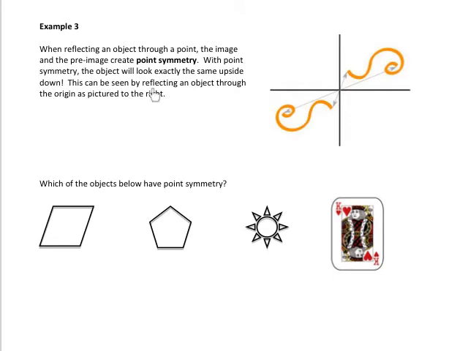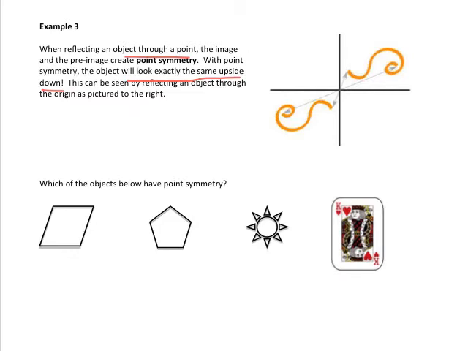Point symmetry is a subset of rotational symmetry. Point symmetry is defined as when you reflect an object through a point, the image creates point symmetry, which means the object will look exactly the same upside down. So basically, if you rotate an object 180 degrees, so if you turn your paper upside down and the image looks like the original, that image will have point symmetry.